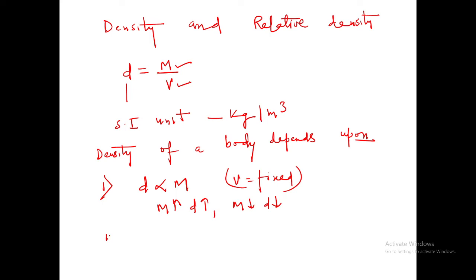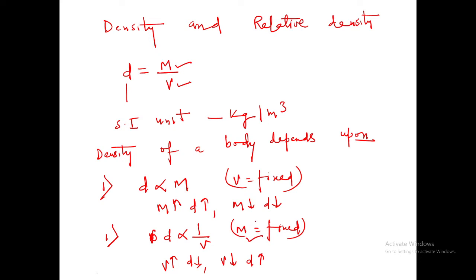And second, volume. Density is inversely proportional to volume if mass is fixed. So if the volume is more, the density will be less, and if the volume is less, the density will be more, provided mass is fixed. So as the volume increases, the density of the substance decreases for constant mass.